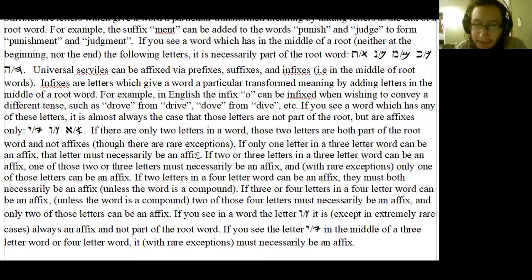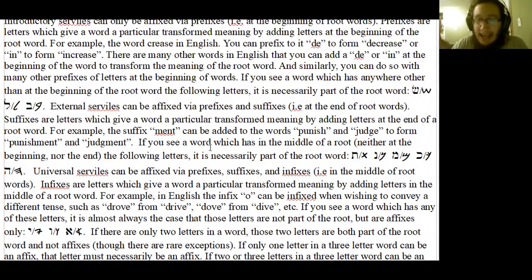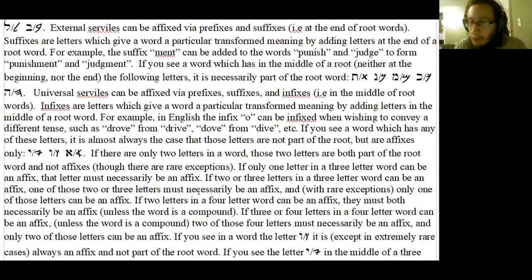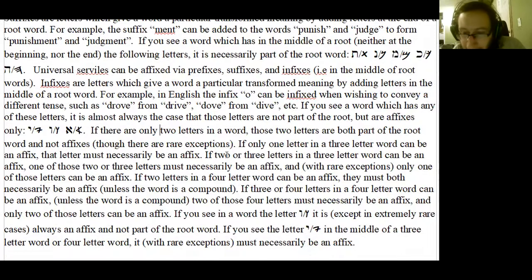So it is my belief that if there is an affix in the word, then it almost always is added to the root, okay? And then I have here, if two or three letters in a three-letter word can be an affix, one of those two or three letters must necessarily be an affix. And with rare exceptions, only one of those letters can be an affix, because you always need two letters to be part of a root. You can't have a one-letter root. Therefore, if there's three letters, but two of them are affixes, that means one of those affixes has to be part of the root.